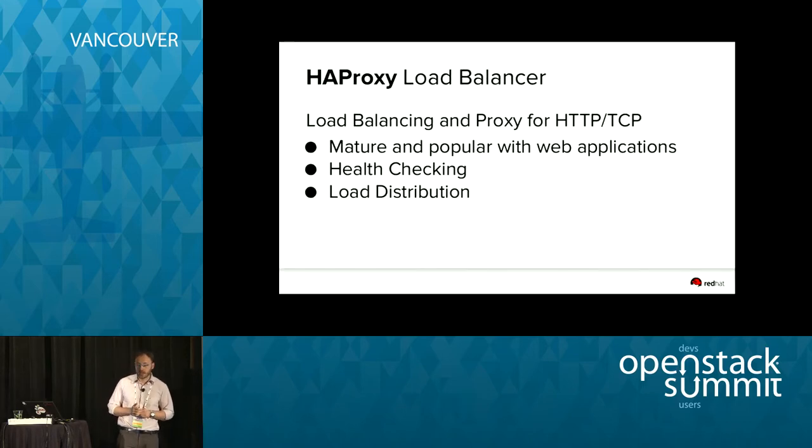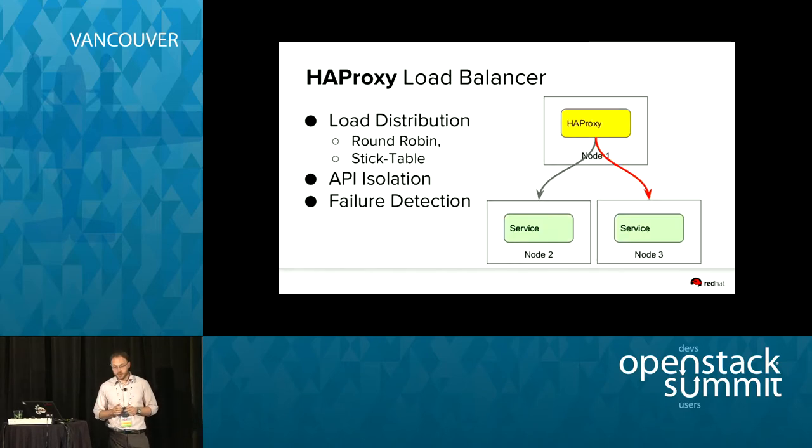Another technology that we use is HAProxy, which does load balancing. So HAProxy is obviously a very popular web load balancer and proxy. It's capable of handling HTTP and TCP requests and does it very well. And this is why it's extremely popular for web applications. And it also does health check monitoring. So basically, it makes sure that the IP addresses that it balances to are alive. And if something is happening, HAProxy stops sending requests to nodes that are not responding. And obviously, it has a load distribution.